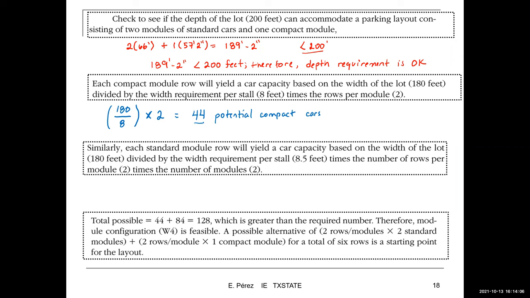180 divided by 8 gives a fractional number, and then you multiply by 2. You're gonna round down, because if it is a fractional value, that means you don't have enough space to add that extra space. Okay, good question. Everybody got that? So if you get 180.4, 0.5, 0.9, it doesn't matter. That 0.9 is telling you that you don't have enough space to add another parking space. So you have to round down.